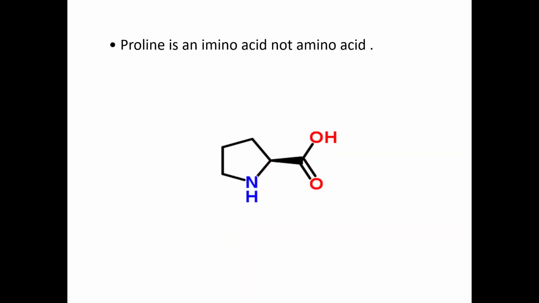Proline is the only amino acid that is called an imino acid, not an amino acid, because the side chain is actually a different group that is formed. If you look at the structure here, it has the carboxyl functional group and this imino side chain. The side chain is fused to the amino group, so it is called an imino acid.